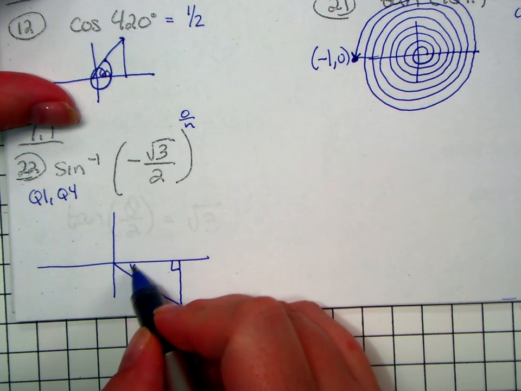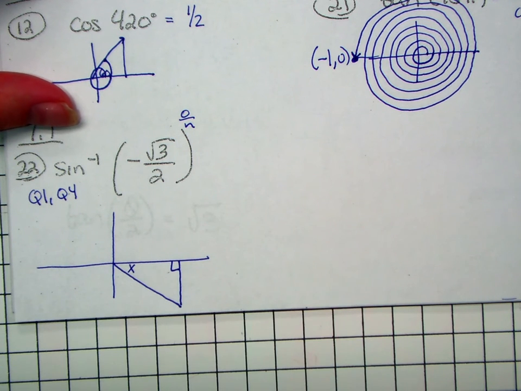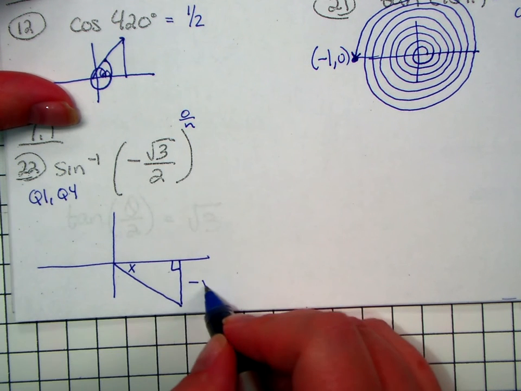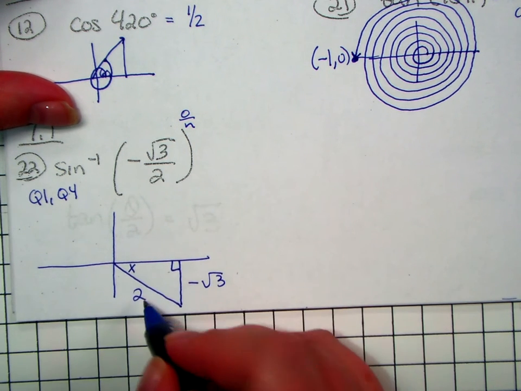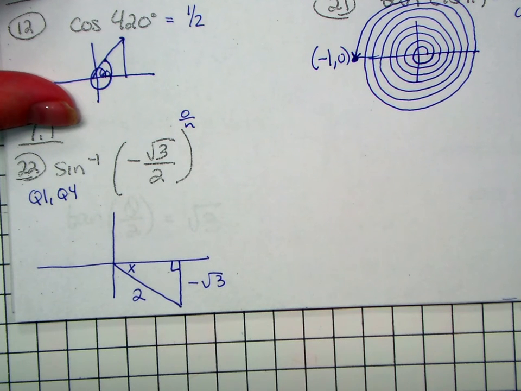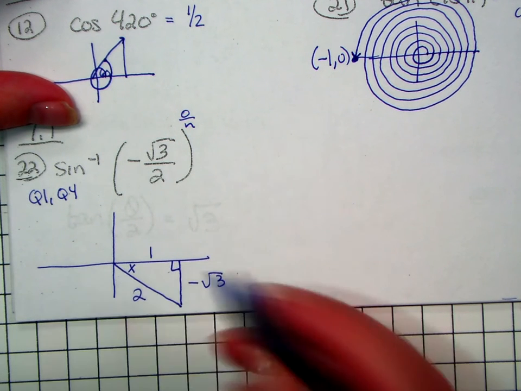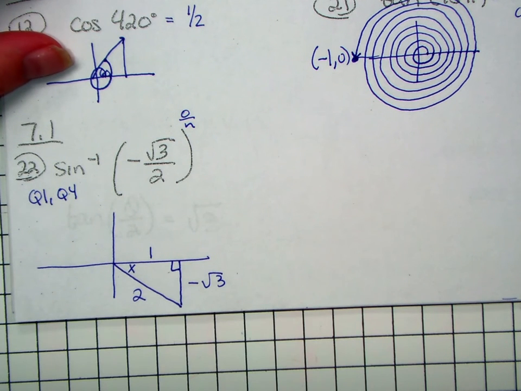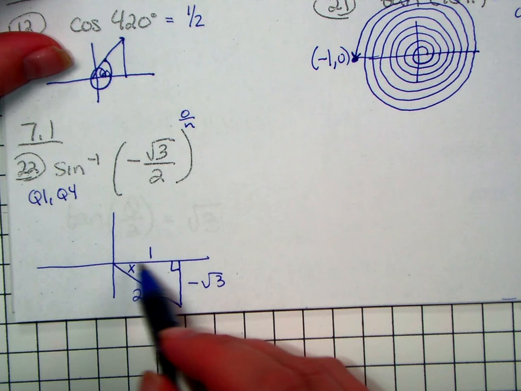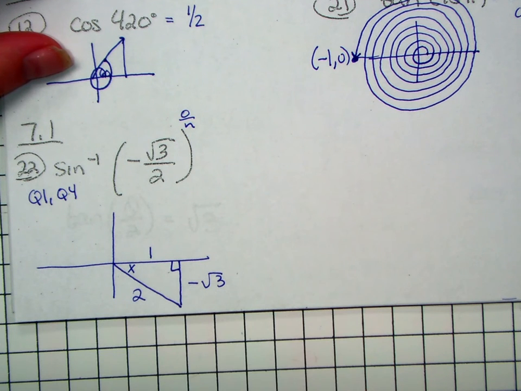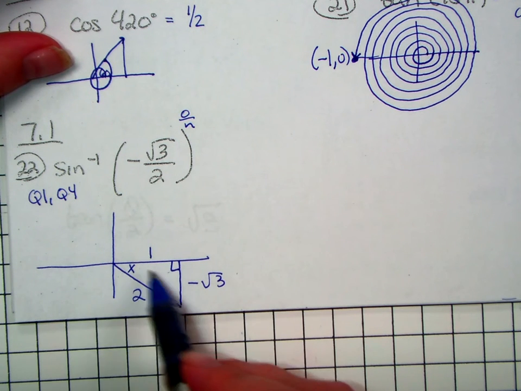So here's the angle I'm looking for right here. I know the opposite side is negative rad 3, and the hypotenuse is 2, which makes the remaining leg 1, and so the signs work out. We're over 1, down rad 3. What angle is opposite rad 3?